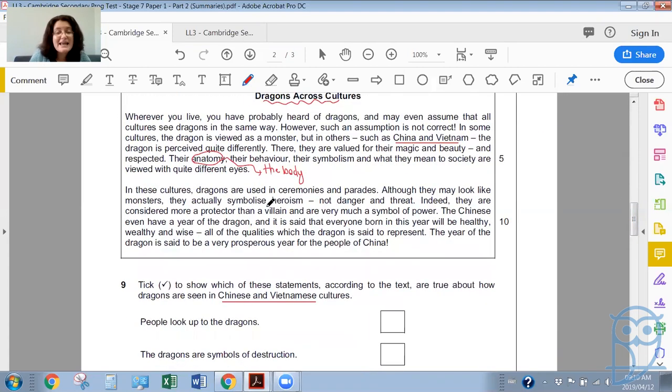Let's see. They symbolize heroism, not danger and threat. Indeed, they are considered more a protector than a villain, and they are a symbol of power. Okay, Chinese even have a year of the dragon, and this idea of the year of the dragon will be linked to health, wealth, and wisdom. All of the qualities which the dragon is said to represent.